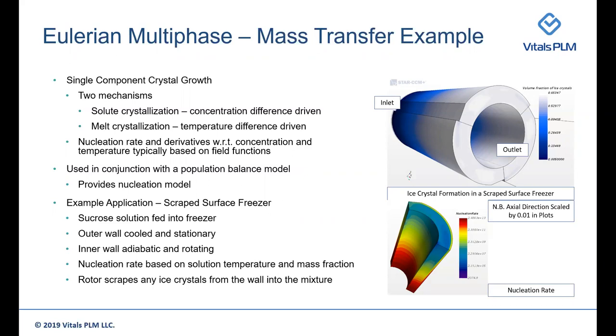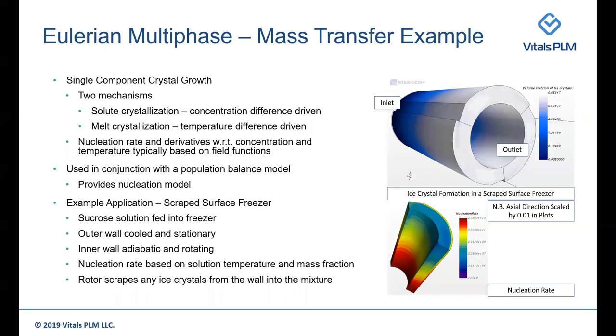At the inlet, you can see the volume fraction of the solute is quite low, 0.005. And at the outlet, it increased to 65%. So here, there are two mechanisms that can be modeled within this Euler multiphase model for crystallization. One is solid crystallization, which is concentration difference-driven. The other one is melt crystallization, which is temperature difference-driven.